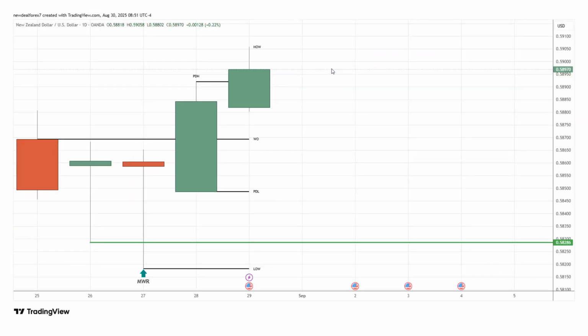New Zealand dollar. This one, it was a midweek reversal, but it just didn't give a lot to the upside.